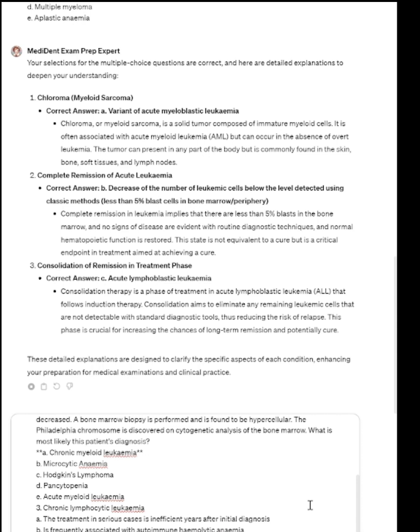3. Consolidation of remission in treatment phase. Correct answer, C. Acute lymphoblastic leukemia. Consolidation therapy is a phase of treatment in acute lymphoblastic leukemia, ALL, that follows induction therapy. Consolidation aims to eliminate any remaining leukemic cells that are not detectable with standard diagnostic tools, thus reducing the risk of relapse. This phase is crucial for increasing the chances of long-term remission and potentially cure. These detailed explanations are designed to clarify the specific aspects of each condition, enhancing your preparation for medical examinations and clinical practice.